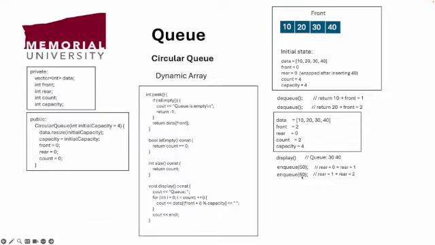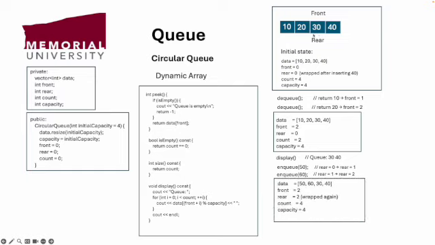Now we EnQ 60. Same way, still no need to resize, and the rear changes to 2. This value 60 is enqueued, so this 20 changes to 60. So far the data will be 50, 60, 30, 40. The current state is front equal to 2, rear equal to 2, count equal to 4, capacity equal to 4. So the front and rear are on the same position, it means it wraps around again. It means the queue is full. Any question here?